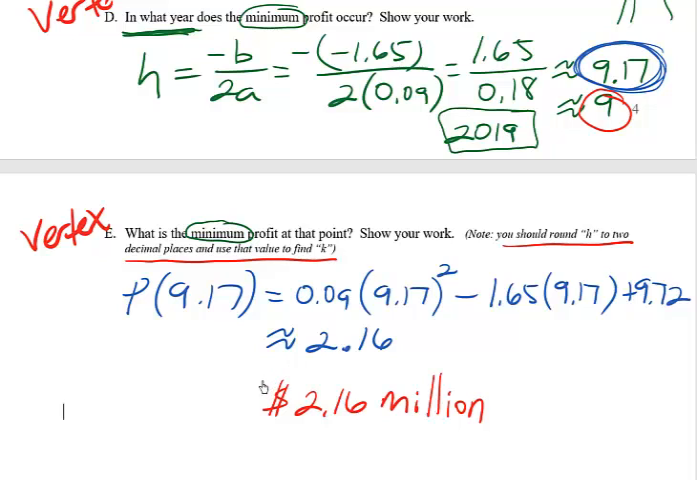Remember, when they are using words like minimum and maximum and other similar words, you know you're just being asked to find the vertex. You just have to decide which half of the vertex answers the specific question you are being asked.